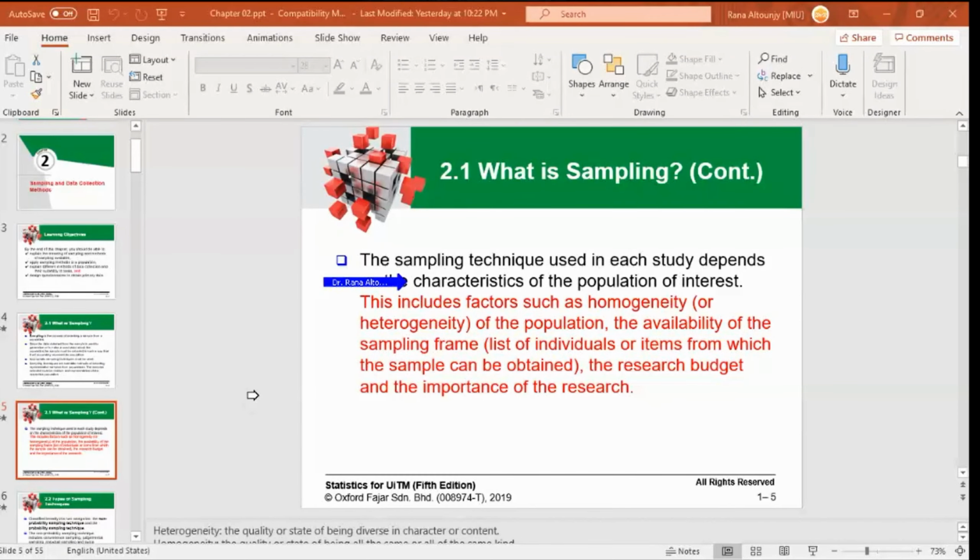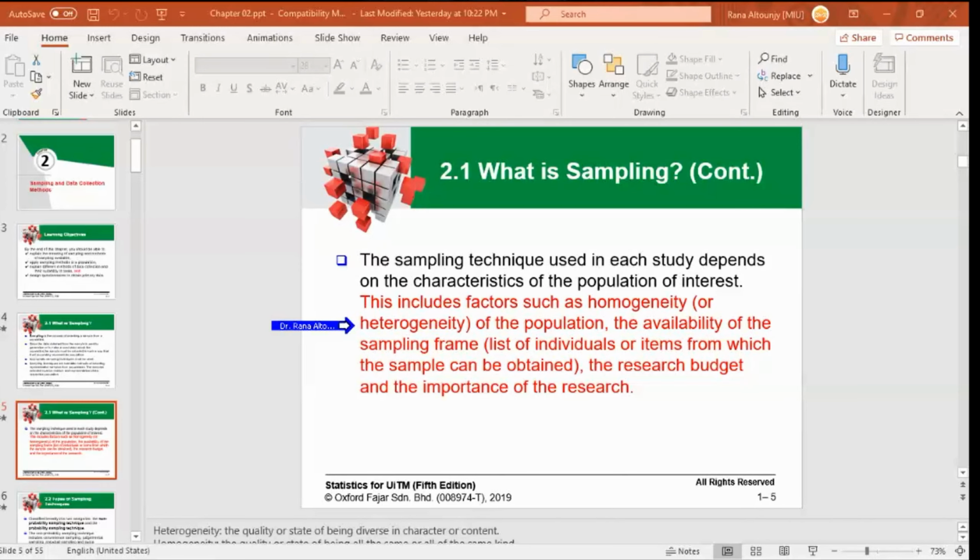These include factors such as homogeneity or heterogeneity. You know the difference between homogeneity and heterogeneity. Homogeneity is when the items of the population are all similar or have the same specifications. Heterogeneity is when the items of the population are different. They are diverse in character, okay?